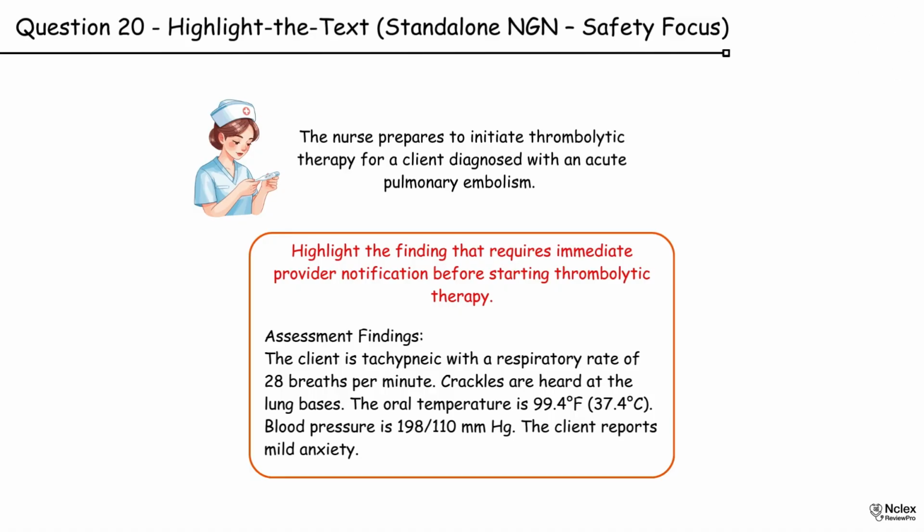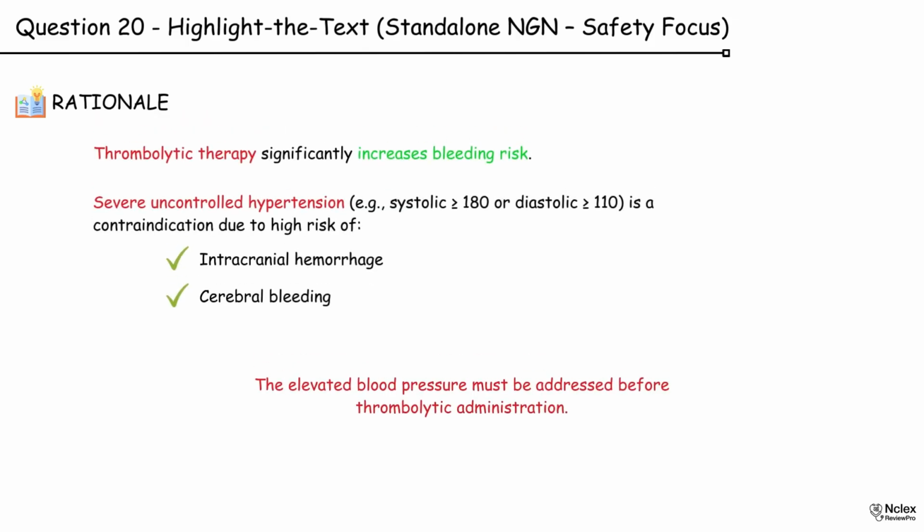The correct highlight is blood pressure is 198 over 110 millimeters of mercury. Let's break this down clearly. Thrombolytic therapy dissolves clots, but it also significantly increases bleeding risk. Severe uncontrolled hypertension is a major contraindication because it dramatically increases the risk of intracranial hemorrhage. Most exam references flag systolic blood pressure greater than or equal to 180 or diastolic greater than or equal to 110 as dangerous before administering thrombolytics. This client's blood pressure exceeds that threshold. That must be addressed before therapy begins.